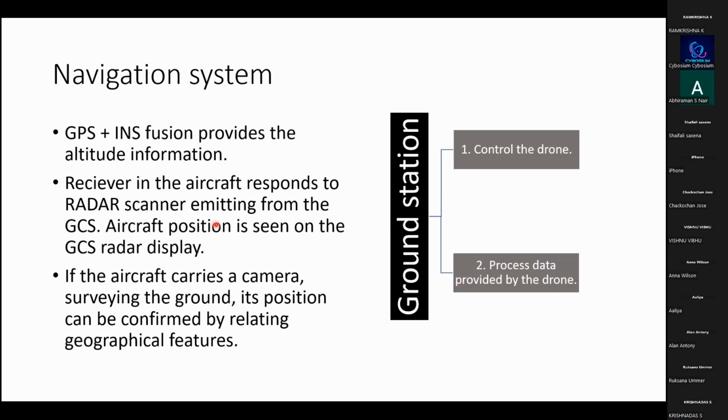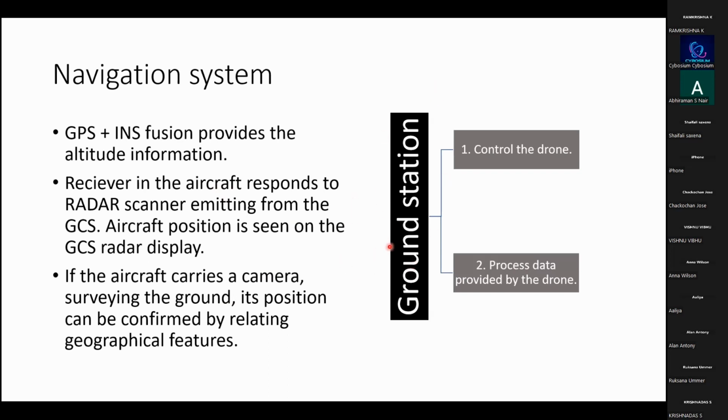And yes, there will be a receiver in the aircraft as well to respond to the radar scanner emitting from the ground control station. And if the aircraft carries a camera, it will give the live feed to the ground control station. So communication is happening both ways. The aircraft has a receiver as well to receive the data from the ground control station, and the ground control station is also communicating with it. So it is a two-way communication.